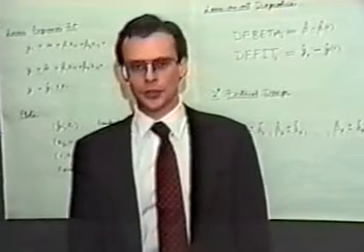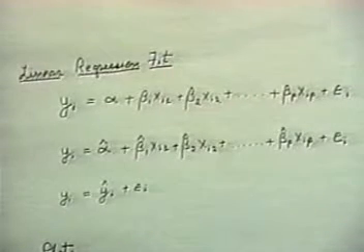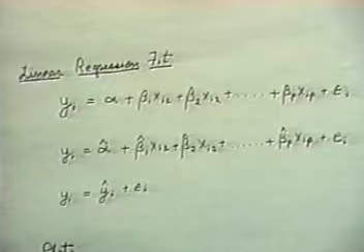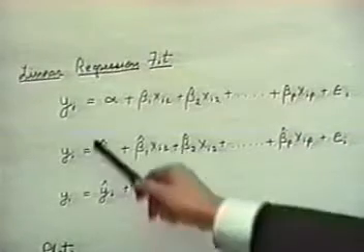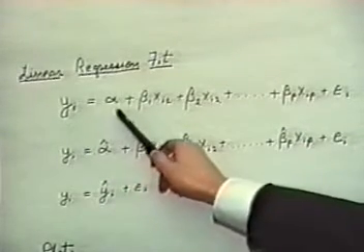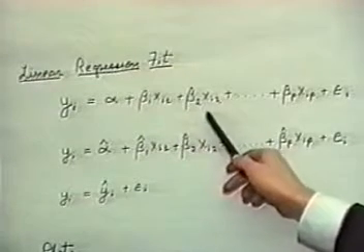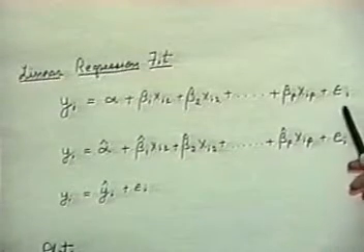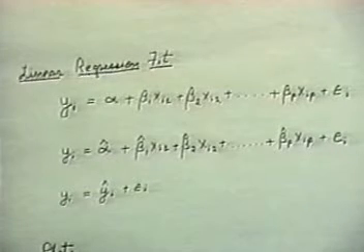First, let's consider the usual linear regression model. In the usual linear regression model, we think of y sub i as being a linear function of some x's plus a true error drawn from an unknown distribution. That is, y sub i is equal to alpha plus beta 1 x sub i1 plus beta 2 x sub i2 and so forth, plus epsilon sub i, where epsilon sub i is the draw from the unknown distribution.